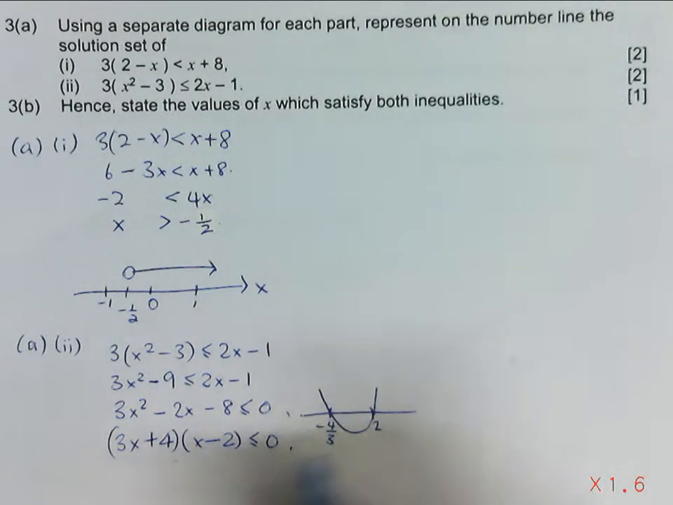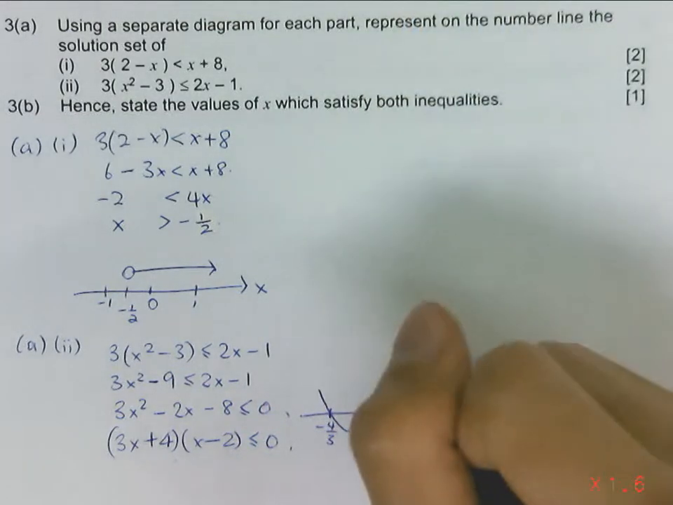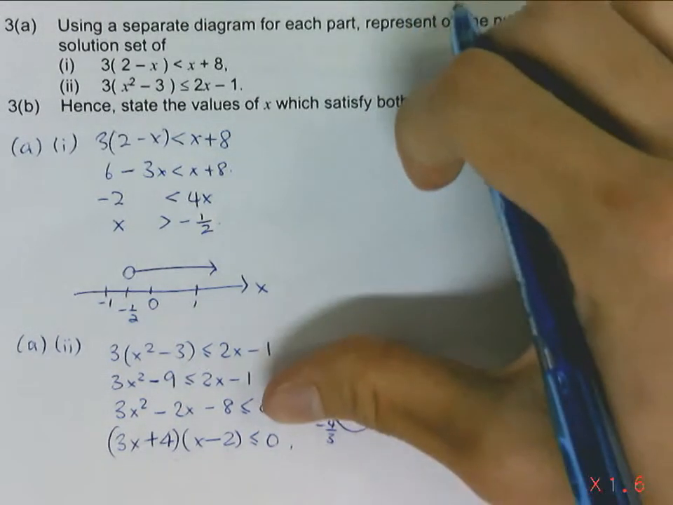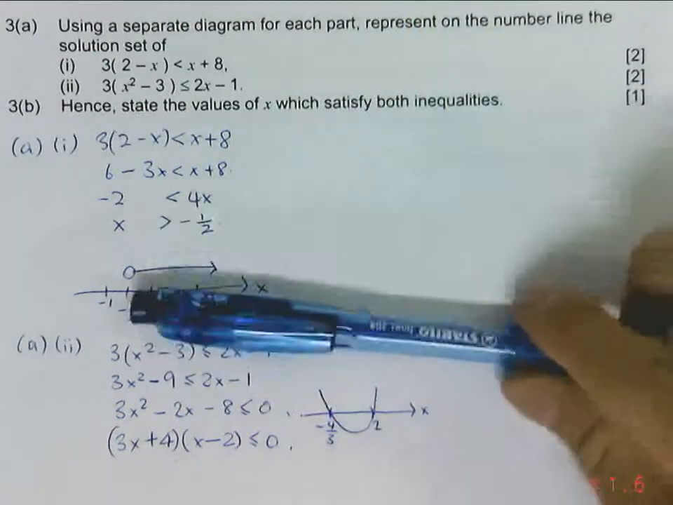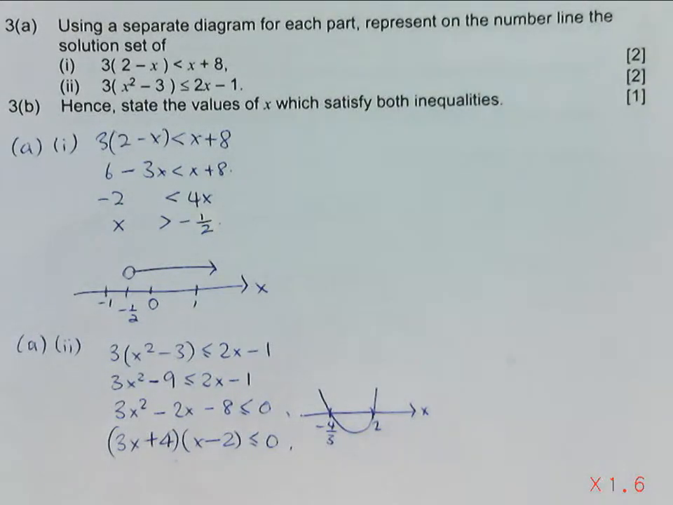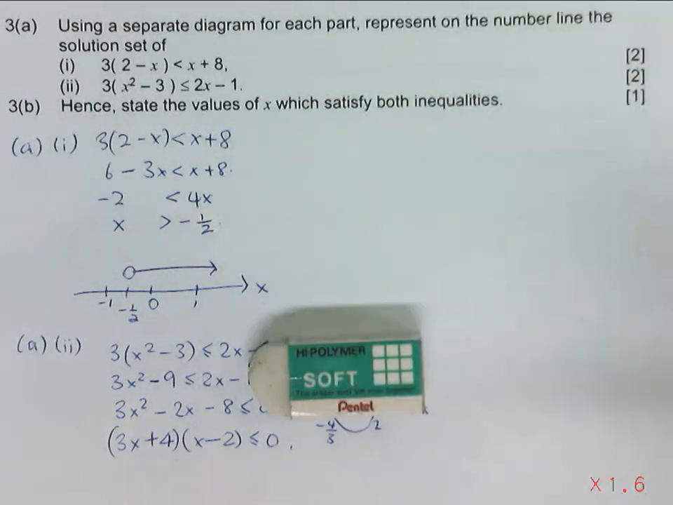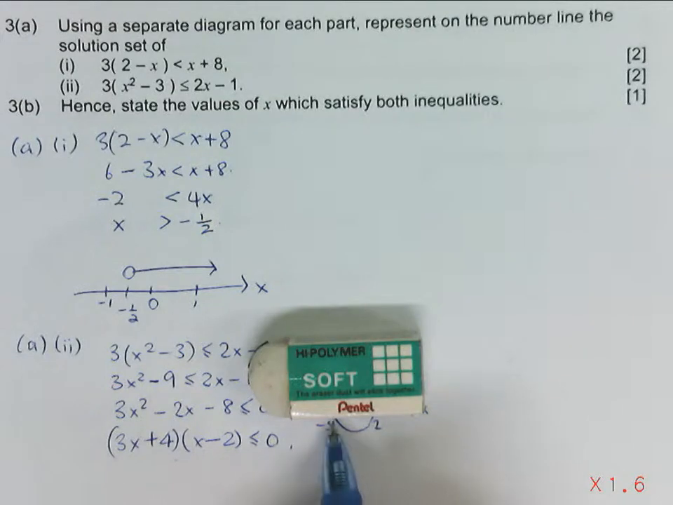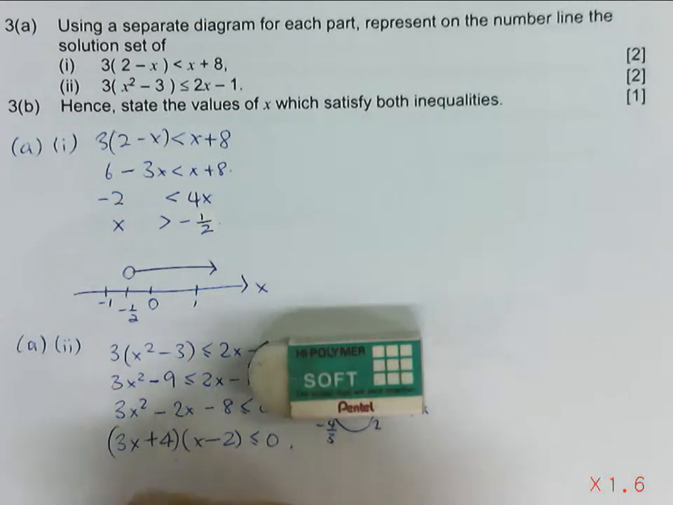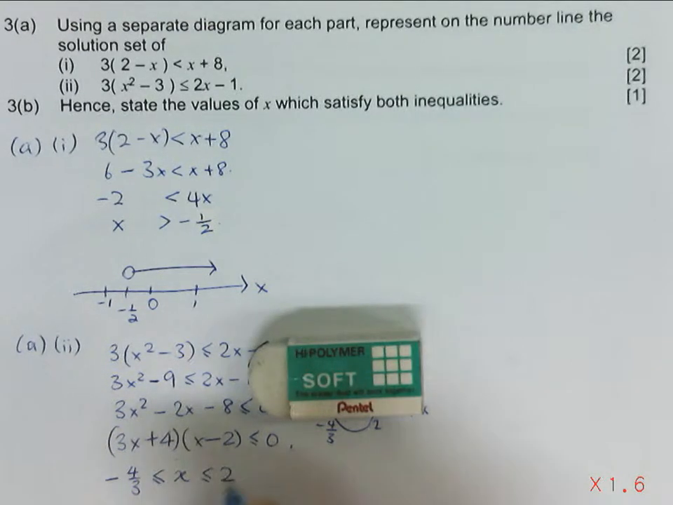Now, just looking at the quadratic graph, we want the range where it's less than or equal to 0. So we'll have to look below the x-axis. Covering the part that's on top of the x-axis, what we see is this below graph. So the range is simply minus 4 over 3 to 2.